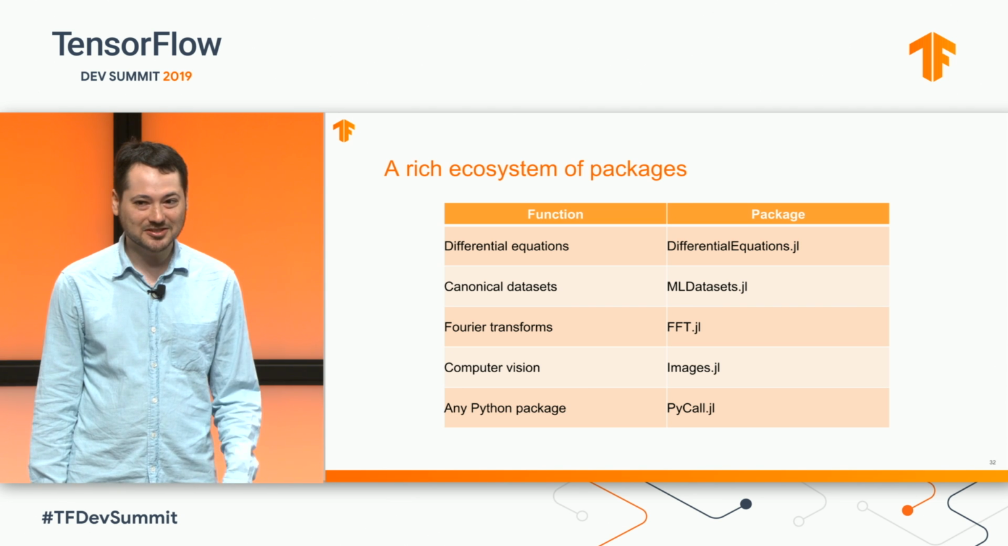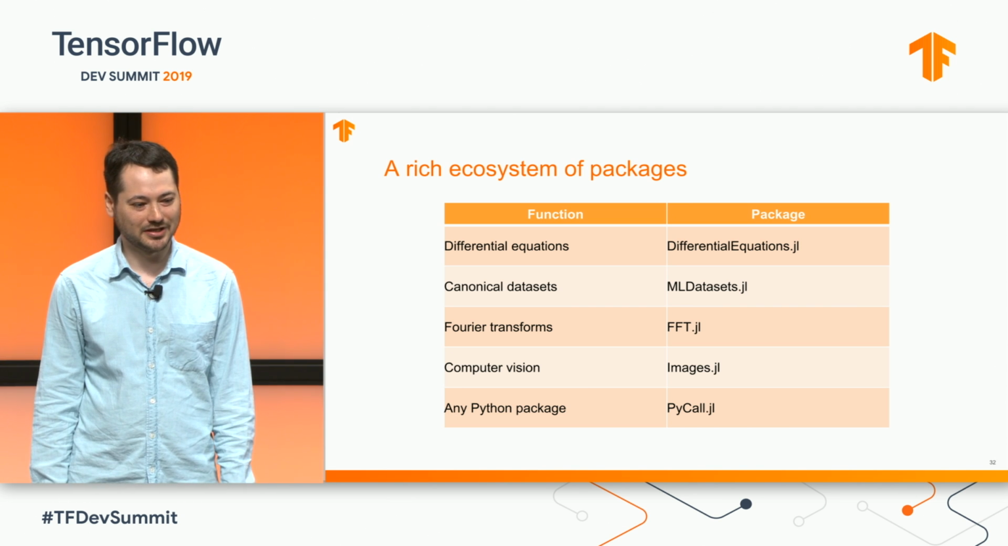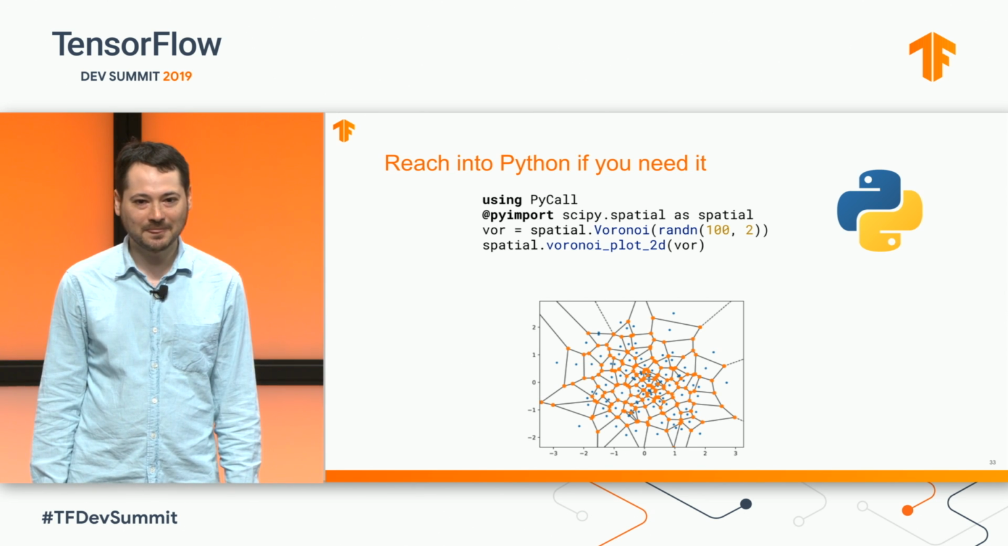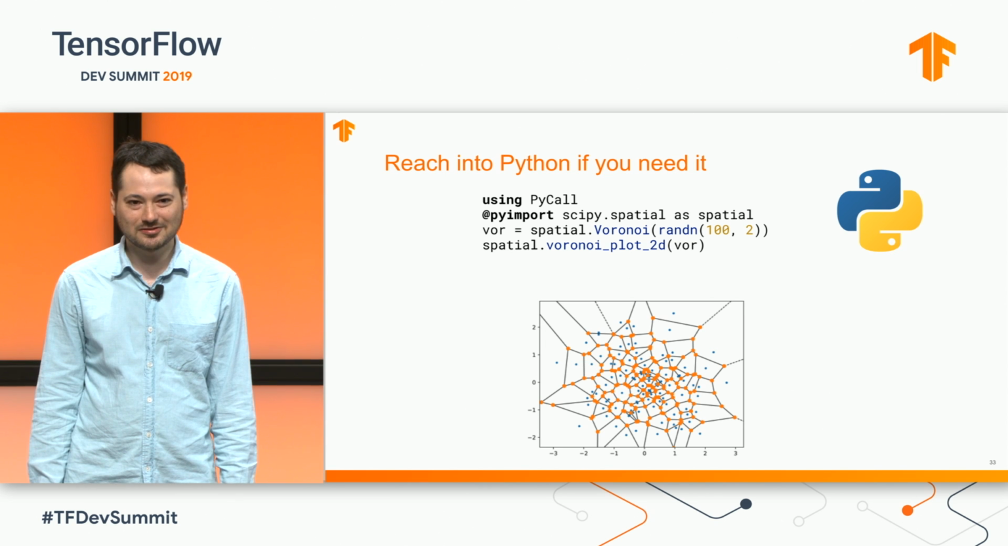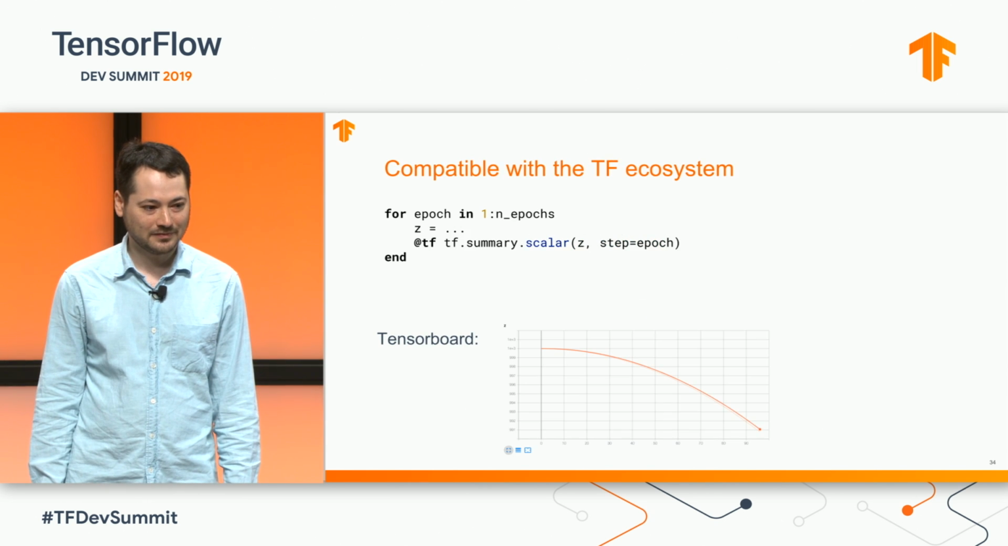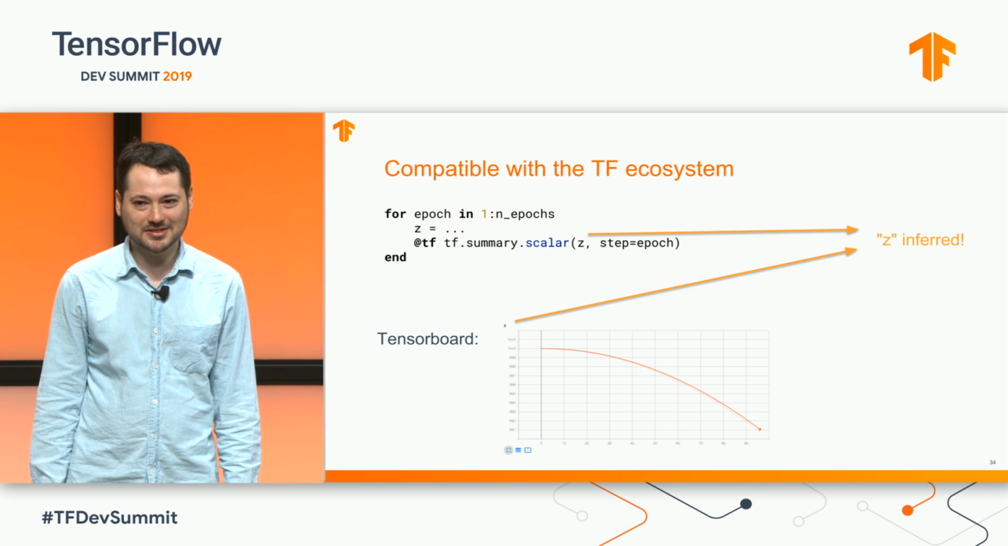If you're worried about leaving Python, don't be. We have lots of good scientific computing libraries right in Julia. If you need to use Python, we have a very good Python interface. So here's an example of calling into SciPy. If I didn't tell you those last two lines were Julia, you'd probably think you were just writing Python. It's very simple. And we're compatible with the whole TensorFlow ecosystem. TensorBoard works. Note again that the label on the TensorBoard graph is automatically inferred from the variable.